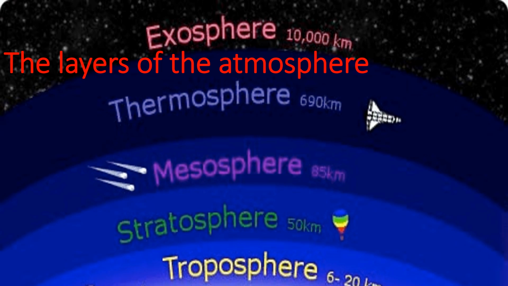Hello everyone, in this video I'll discuss the layers of the atmosphere, the order in which they are arranged from the one that is below to the one that is farthest, the characteristics of each layer, the major activities or events that take place in these layers, and the weather events. So let's begin our discussion.